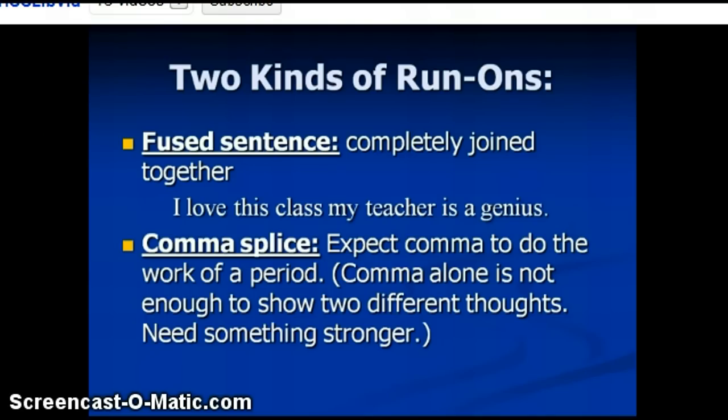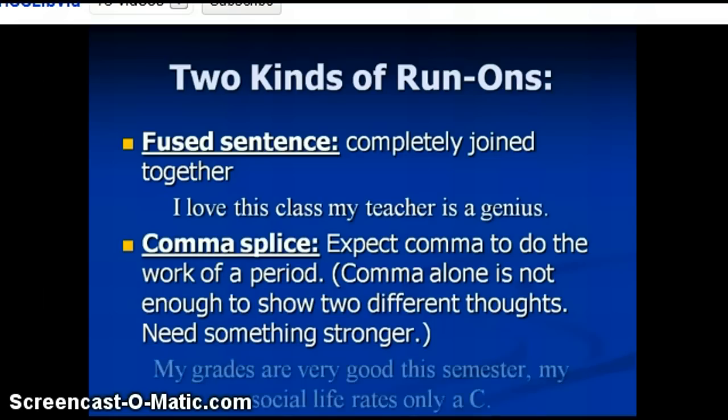Waiting for our example to pop up here. My grades are very good this semester, my social life rates only a C. Again, we have two thoughts. My grades are very good this semester. The second thought, my social life rates only a C. The comma is just not enough. It's just not enough in English to have a very smooth sentence.